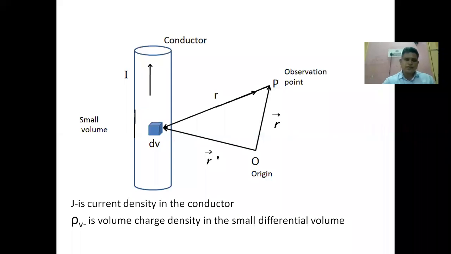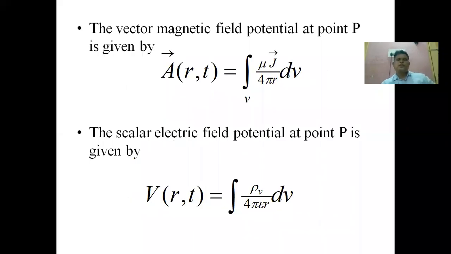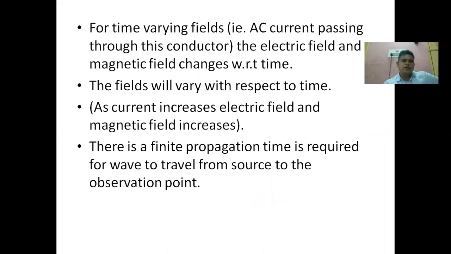Please see here. These are for a constant current source. For the constant current source, the vector potential and the scalar potentials we can write like this. For time varying fields, that is the AC current passing through this conductor, the electric field and magnetic field also change with respect to time. As the current increases, the electric field and magnetic field also increase.